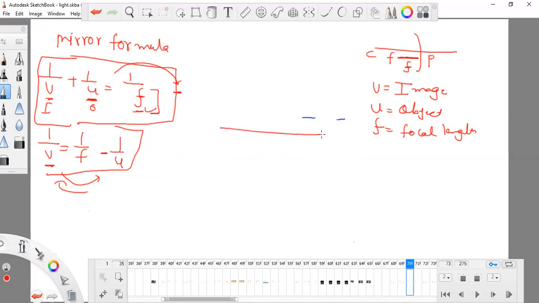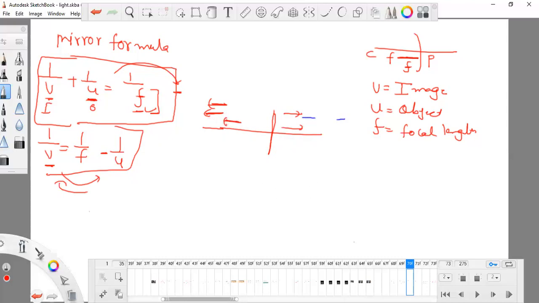What is the distance? If it is my mirror, at what distance the image is forming, or at what distance the object is placed, and what is the focal length. It can be applicable for this side also. This is my mirror, so it is telling me the distance. This is known as the mirror formula.